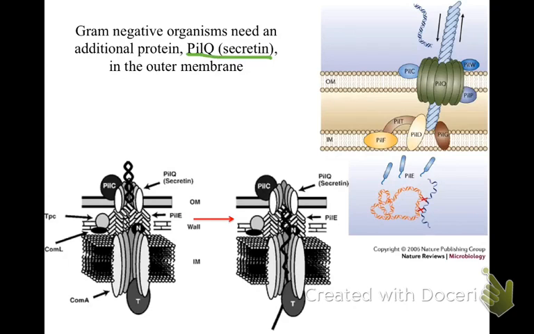And here's a diagram showing the DNA being taken in through this secretin, which forms this large channel in the outer membrane, and the DNA gets into the cell, again, as we talked about earlier, with one strand being degraded and single-stranded DNA getting into the cell.